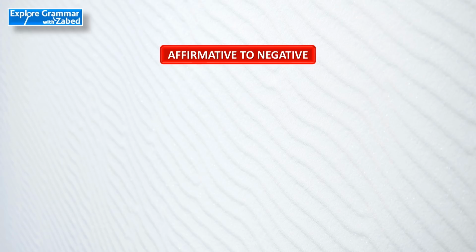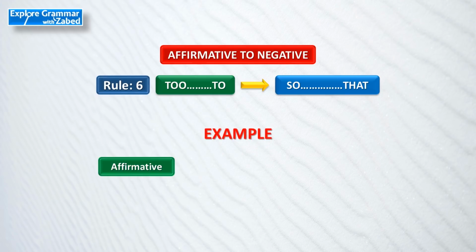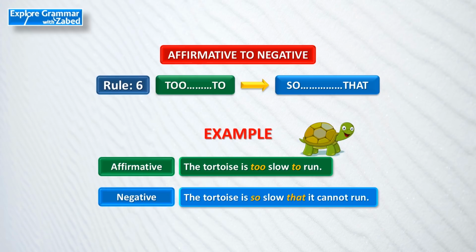Moving on with the next rule. To in an affirmative sentence is replaced by so that in a negative sentence. We'll try to understand this with the help of an example. The tortoise is too slow to run. Changing it to negative, it becomes the tortoise is so slow that it cannot run.